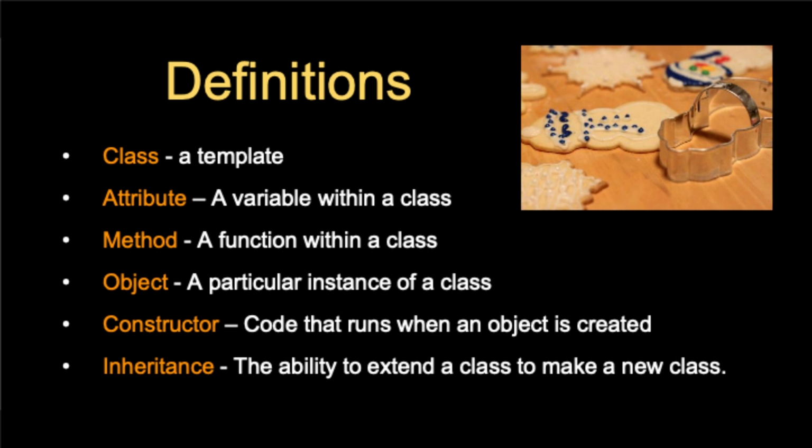Let's recap our key terms. A class is a template. An attribute is a variable inside a class. A method is a function inside a class. An object is a particular instance of a class. A constructor is code that runs when an object is created. Inheritance is the ability to extend a class to make a new, more specialized class.